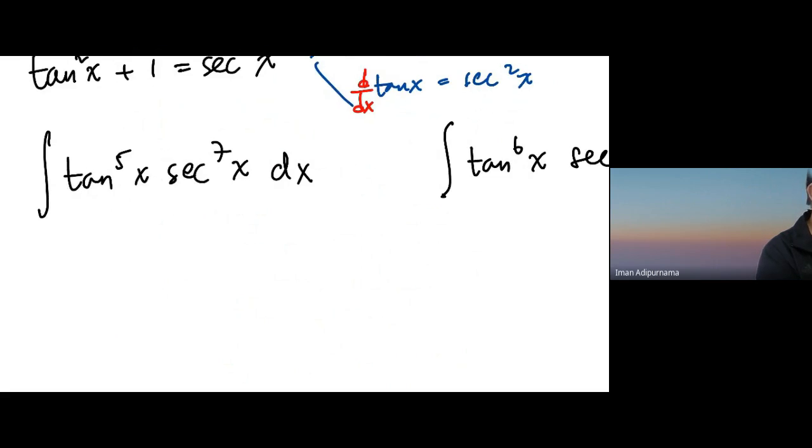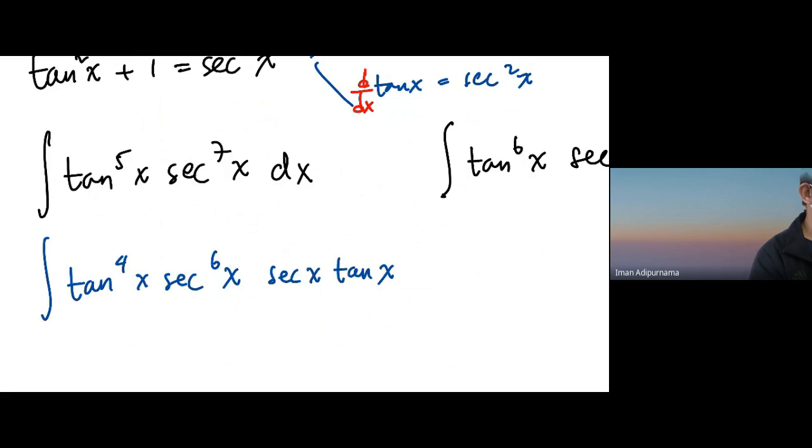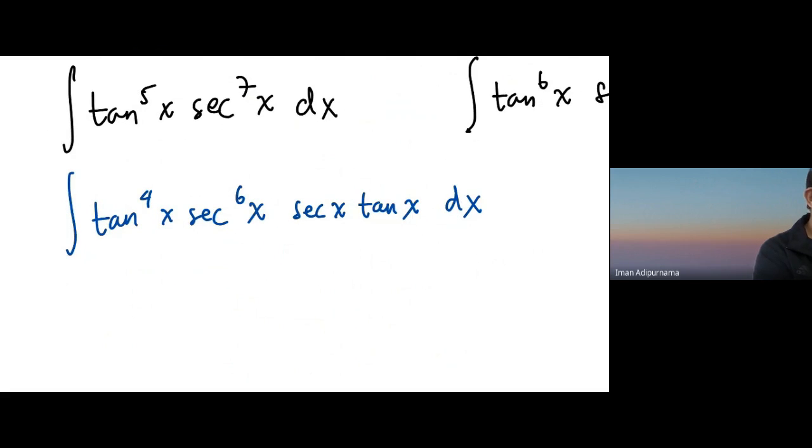We need to take this part into an even number. So we take this into tangent 4x and secant 6x, and we have a secant x tangent x, and then the dx. Now, to cancel the secant x tangent x, we need u to be secant x, right? So we need to exchange the tangent into secant. I hope the process is very reasonable, okay? So the tangent 4 here is actually from secant squared x minus 1, and then squared.